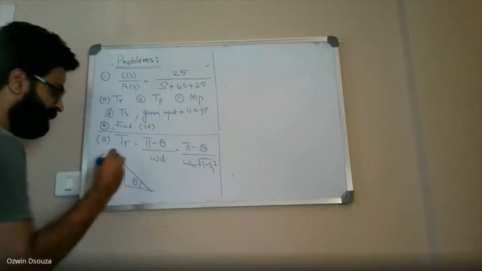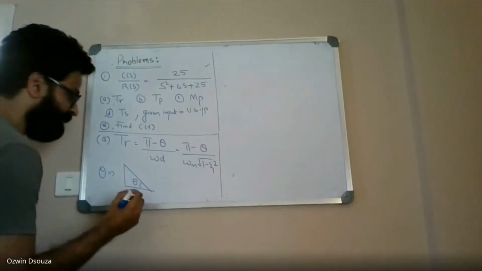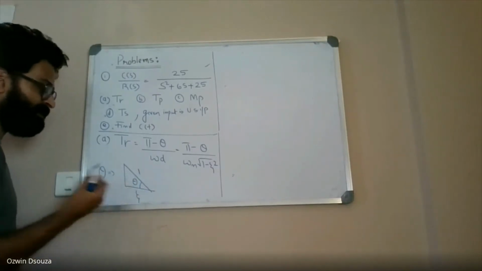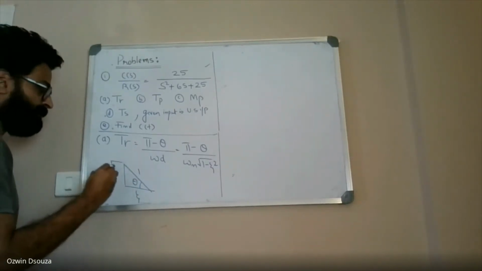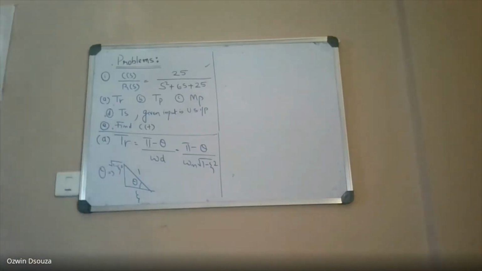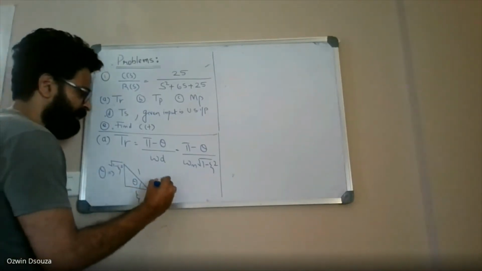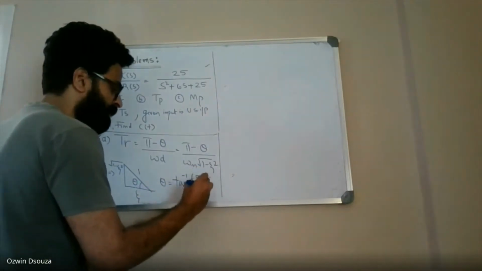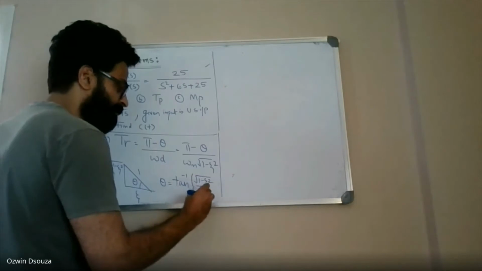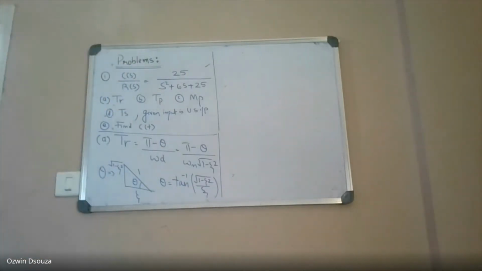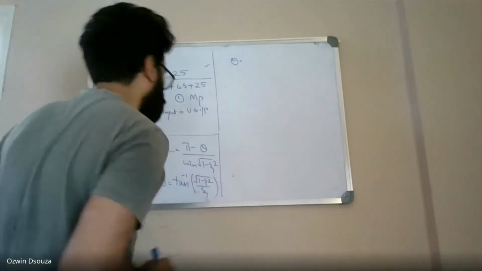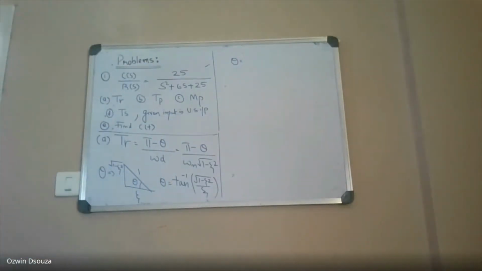Once again, I'm repeating. Theta can be found from the damping triangle. Along the hypotenuse you have 1, the adjacent side is zeta, and the opposite side is under root 1 minus zeta square. So theta can be written as tan inverse of under root 1 minus zeta square divided by zeta. I've taken the tangent, tan theta. So theta you will get as 53.13 degrees.